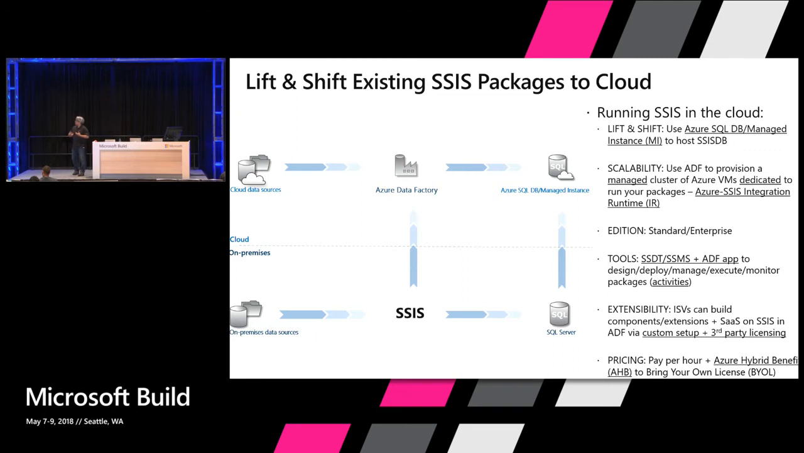In terms of scalability, you use ADF compute resource. So this is one of the paradigm shifts. When you run SQL Server on premises, the SSIS catalog is hosted by SQL Server, and the compute is also the SQL Server. But when you run it in the cloud, we have a separation of compute and storage. So the storage of SSIS packages is hosted by SQL DB or managed instance, but the compute is within ADF. We have this native compute resource, which is essentially a managed cluster of Azure VMs, and we call it Azure-SSIS Integration Runtime, or IR. That's exactly the same as what Gaurav mentioned before.